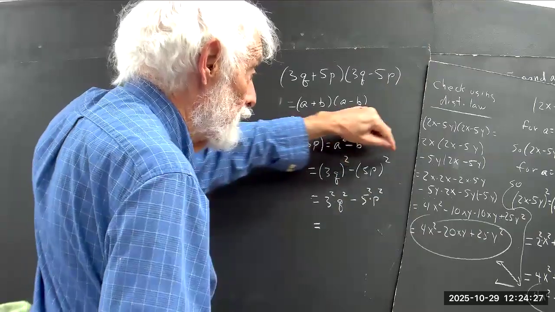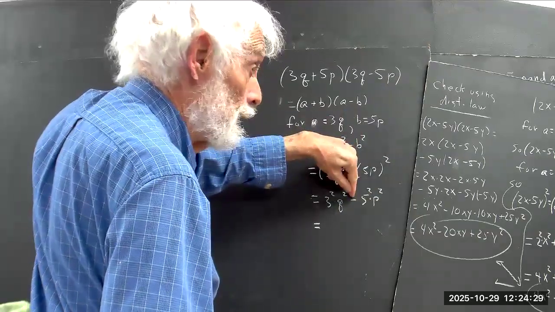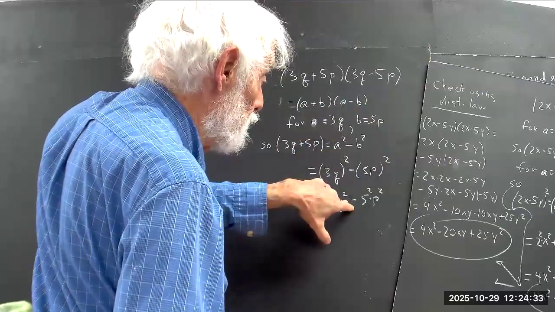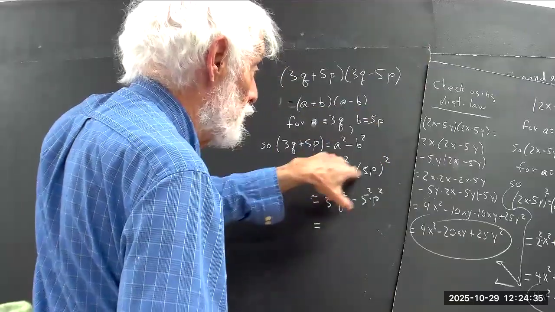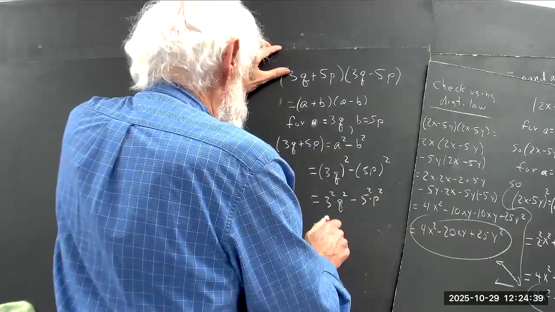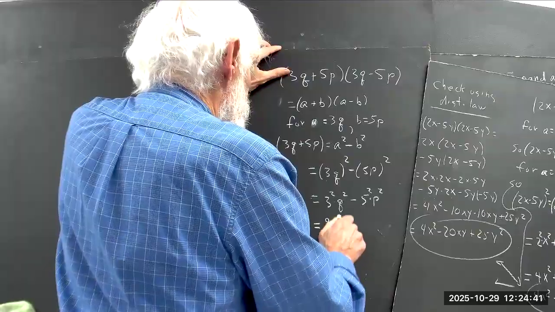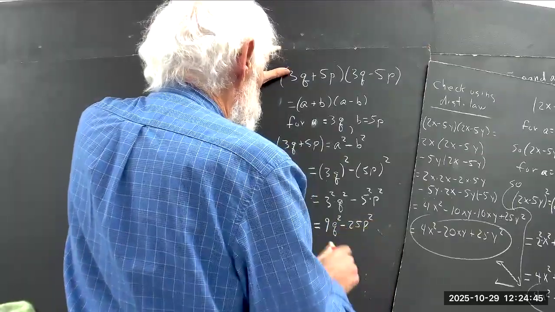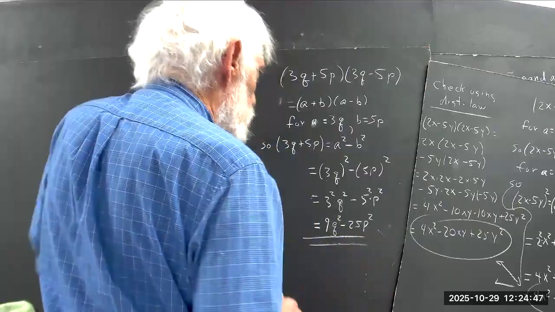Okay, now the minus doesn't get squared. The minus is just plain minus. The square only applies to the 5P, so don't think you're going to have a plus here because you got a square over there. The square does not apply to that minus. This gives you then 9Q squared minus 25P squared. And there it is.